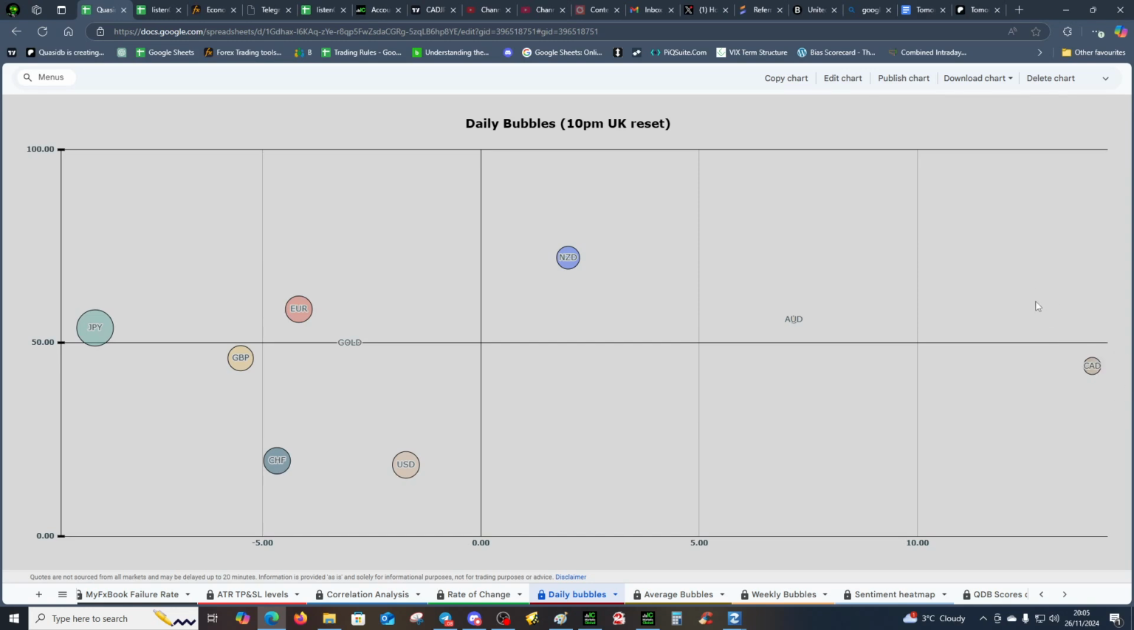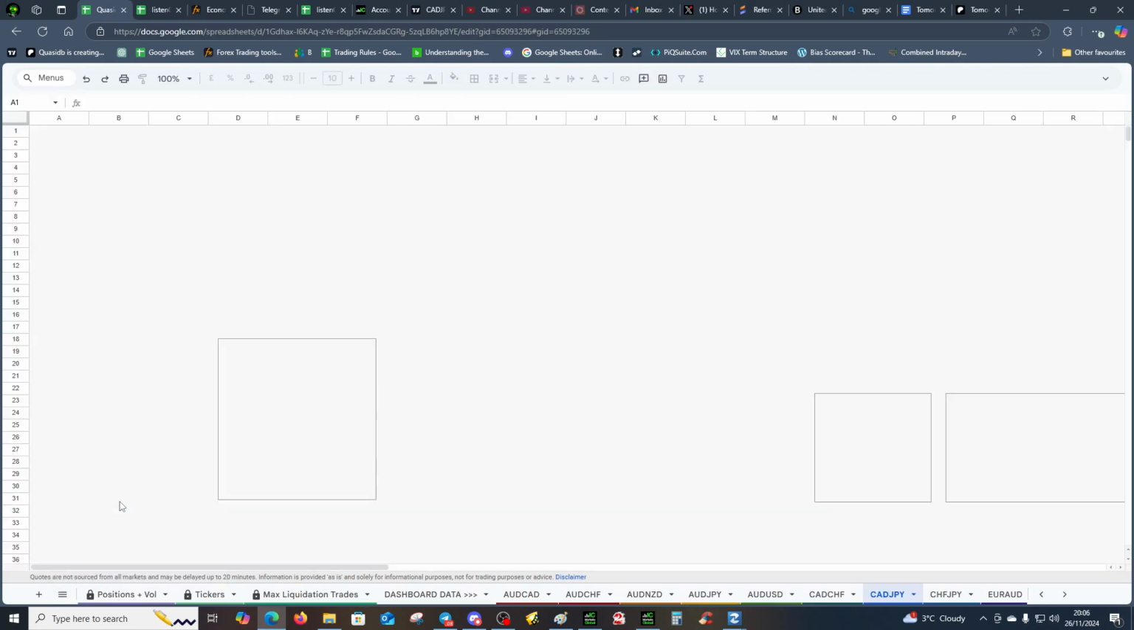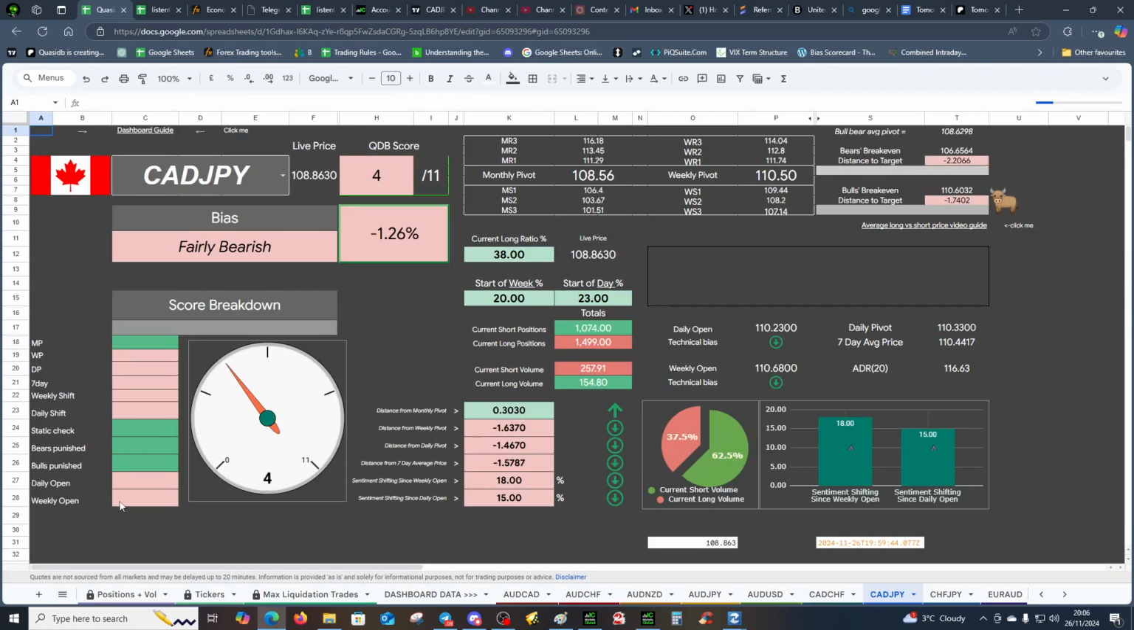So just off note. And then lastly, the reason for making this video, don't forget we've got this menu down here. And say, for example, you feel like taking CAD Yen, click it. And so we are fairly bearish. So we have got the monthly pivot.